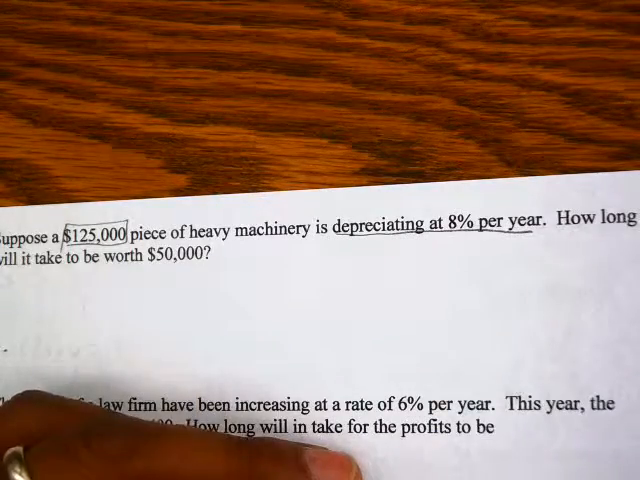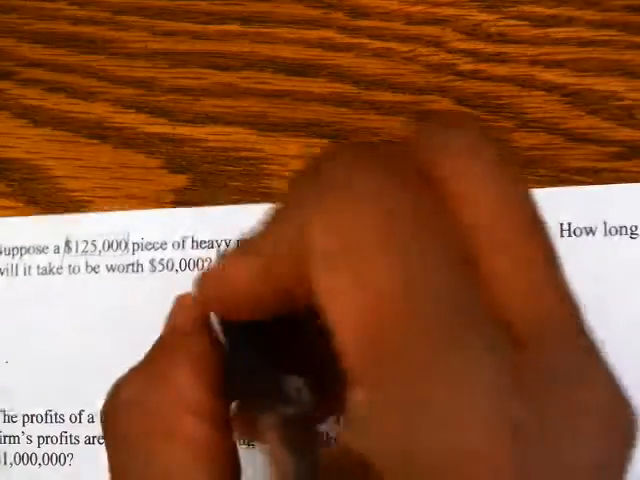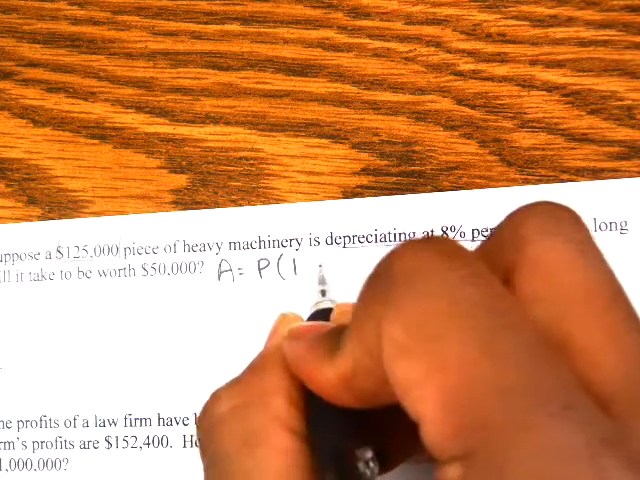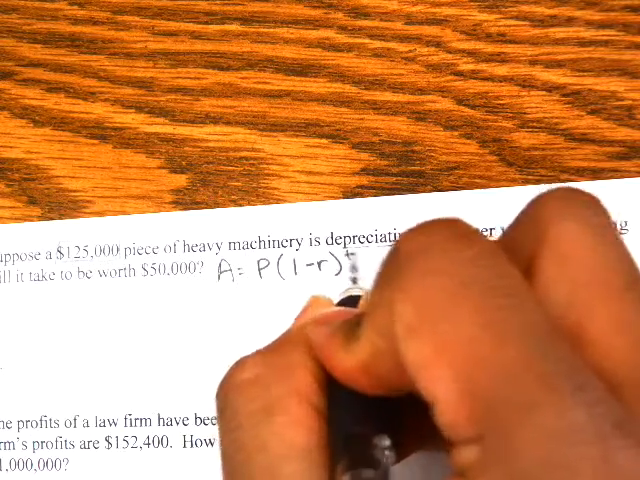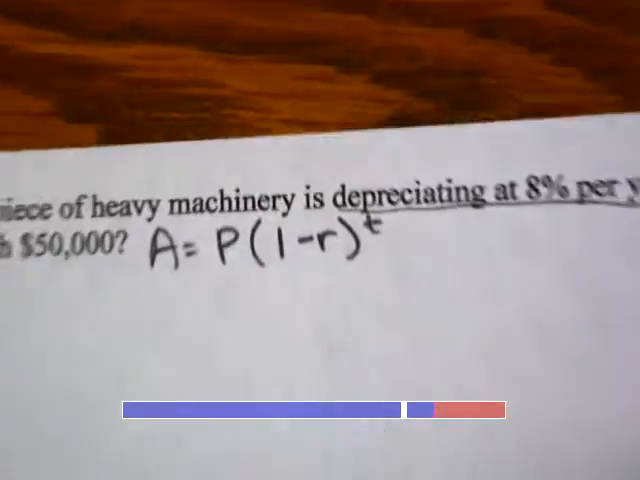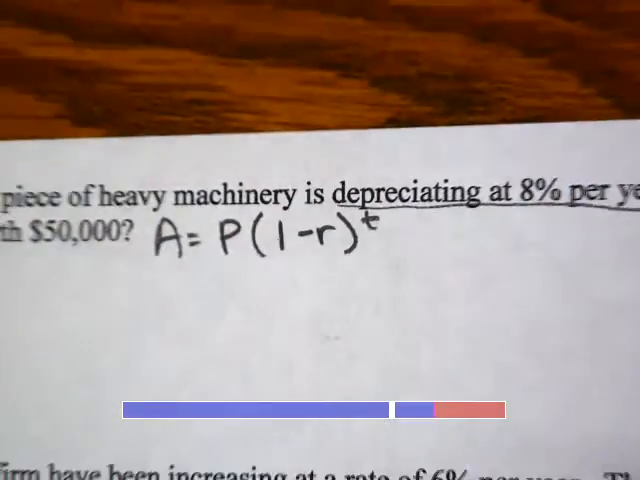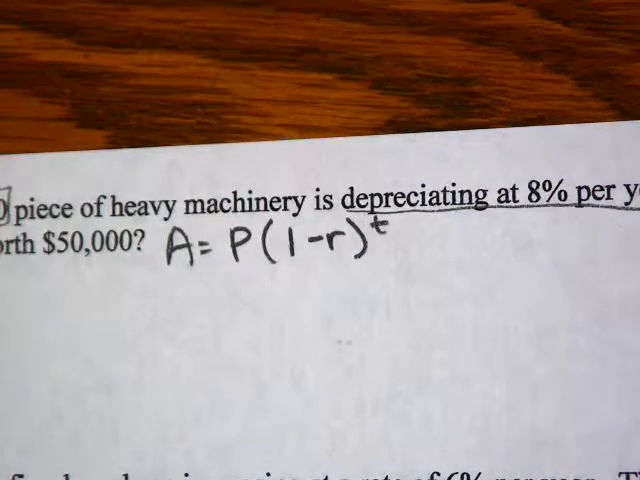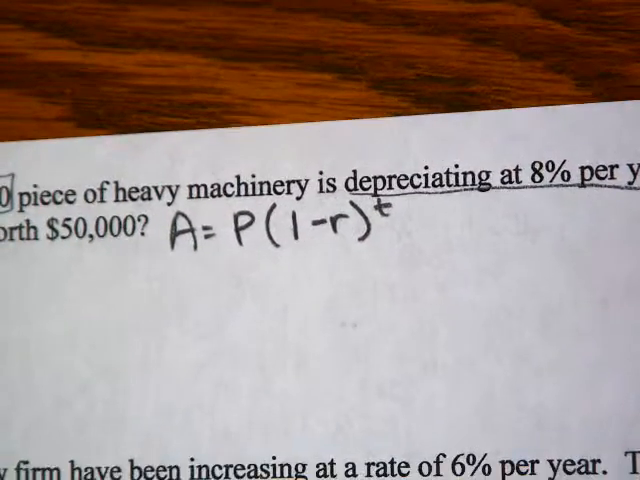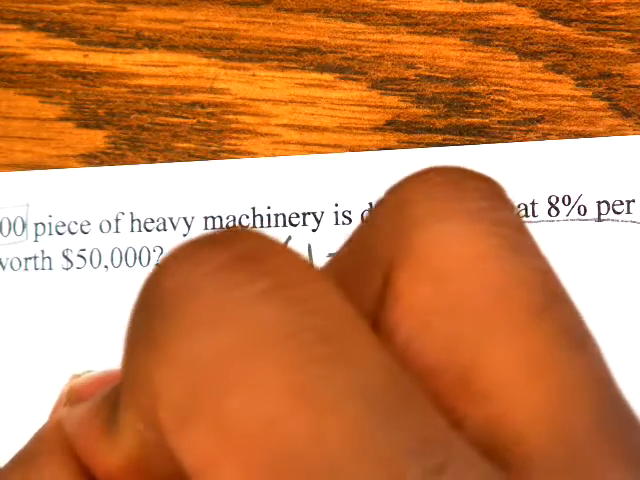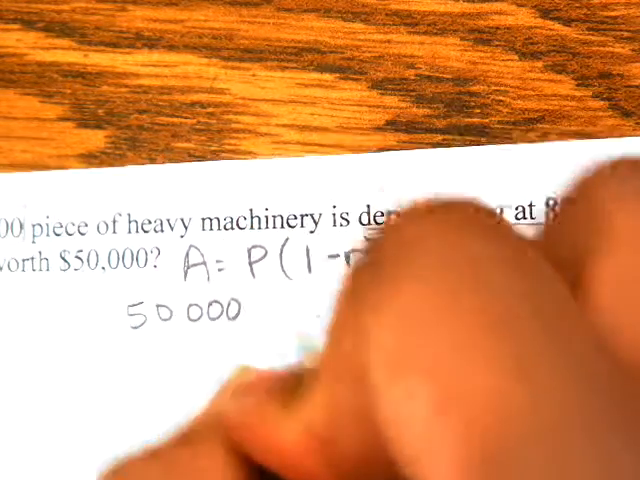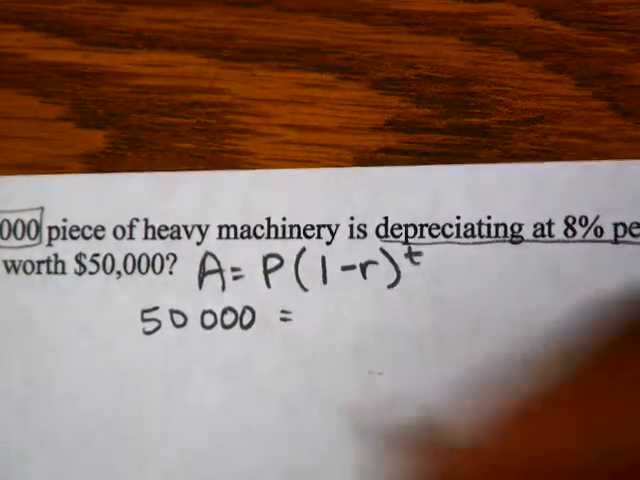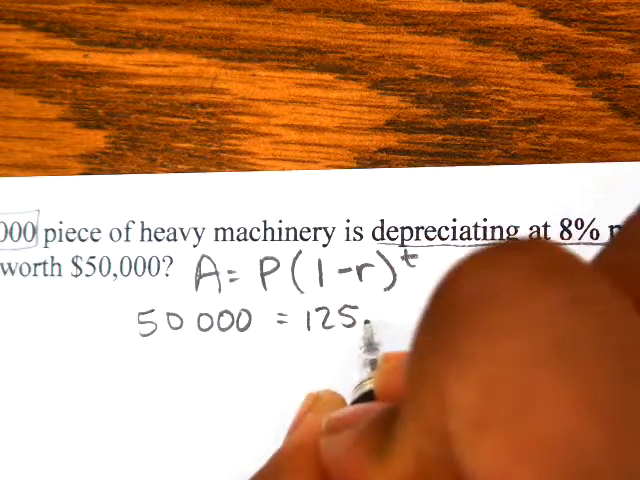First off, which formula should I be using? A equals P times parentheses 1 minus. Why minus? Because it's depreciating, it's decay. I'm going to lose 8% every year. What's my A? What do I want to end up at? 50,000. Maybe I'll sell this off when it gets to be worth 50,000. What do I start off with? 125,000.